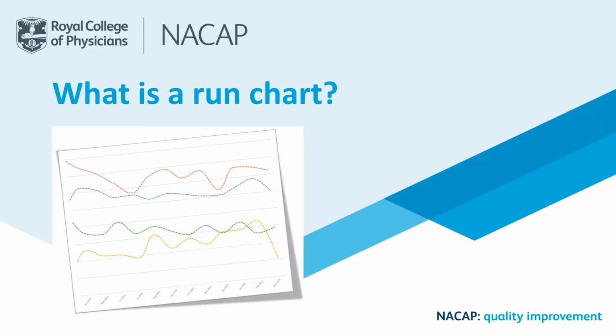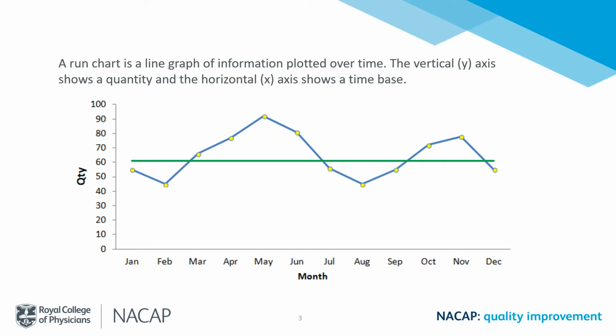So what is a run chart? A run chart is a line graph of information plotted over time. The vertical or y-axis shows a quantity and the horizontal or x-axis shows a time base. Run charts can be used to measure a wide variety of things, from how much rainfall there is throughout the year to tracking chocolate consumption, for example.